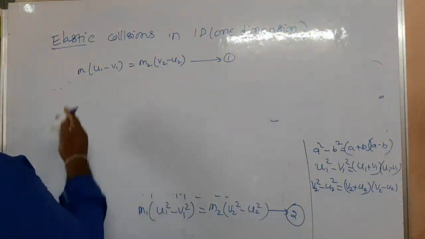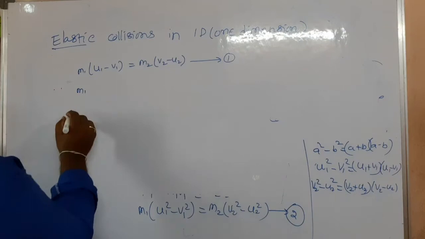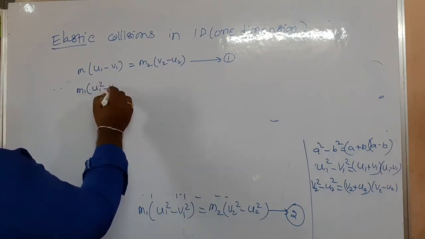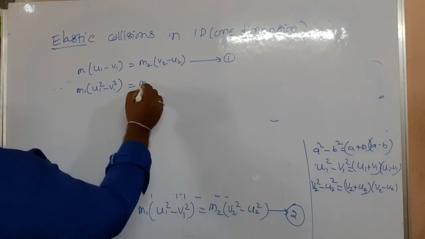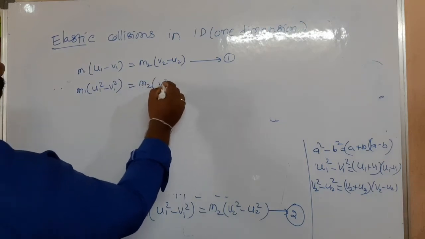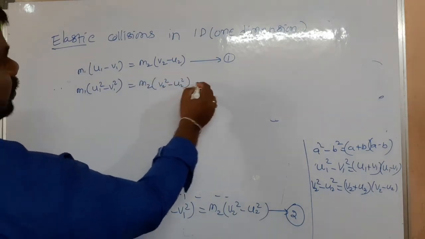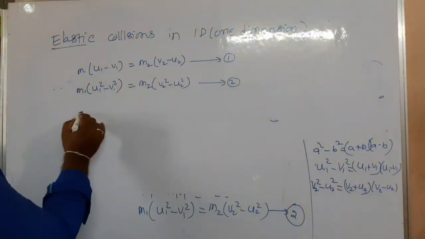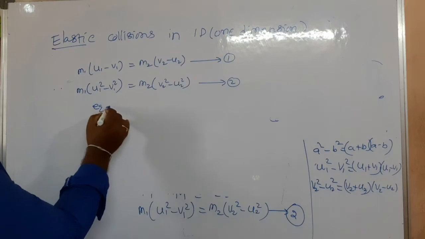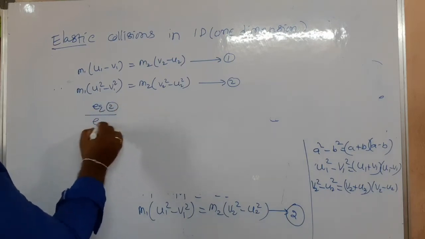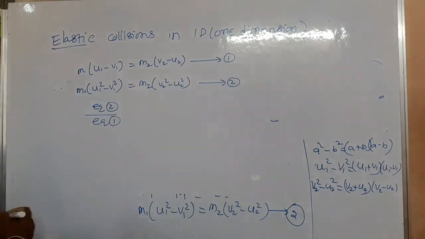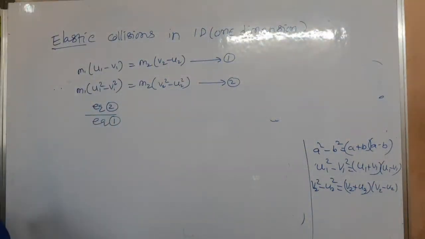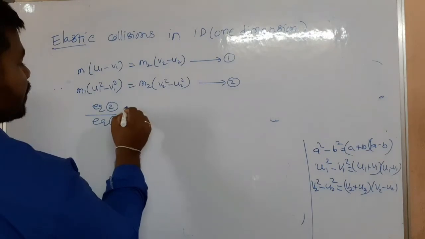Okay, what is equation 2? m1 (u1 square minus v1 square) is equal to m2 (v2 square minus u2 square). That is equation 2. Okay, so next, equation 2 by equation 1. Understand?